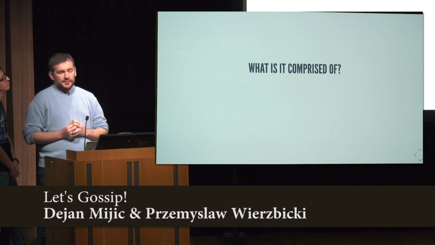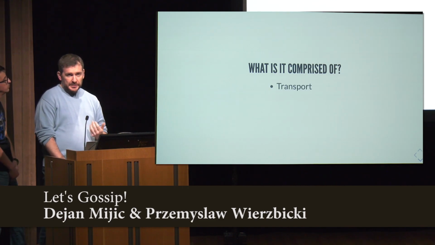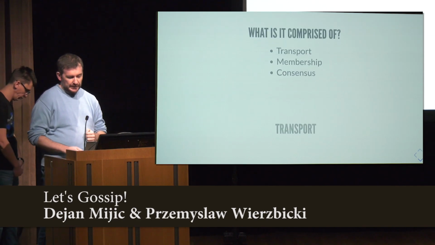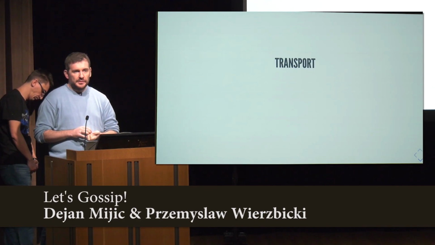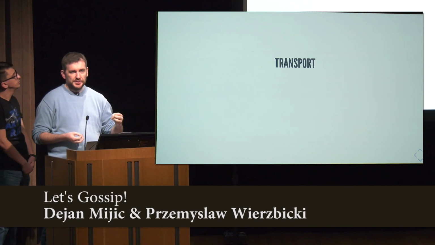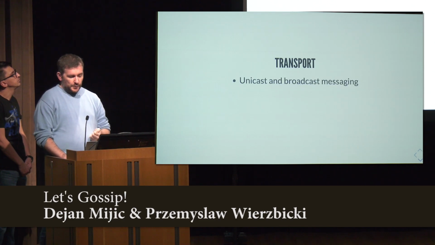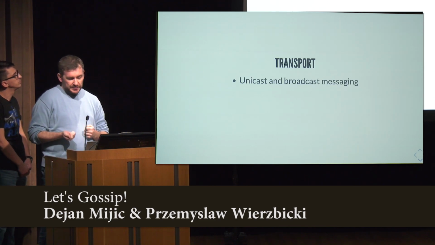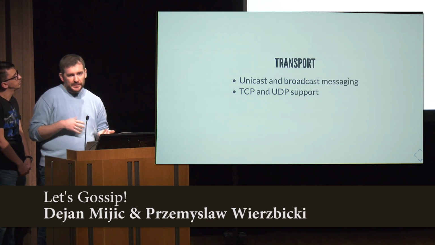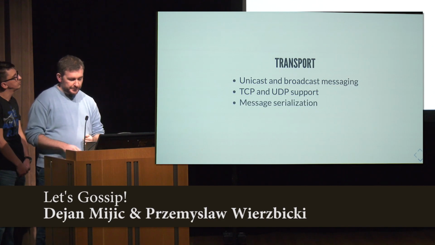Roughly speaking, the library is comprised of 3 layers: transport, membership, and consensus. Inside the transport layer, we are concerned about providing a way to transport messages from node A to the rest of the cluster. Currently, we support both unicast and broadcast messaging, and we guarantee both reliable and best effort manner of transport.